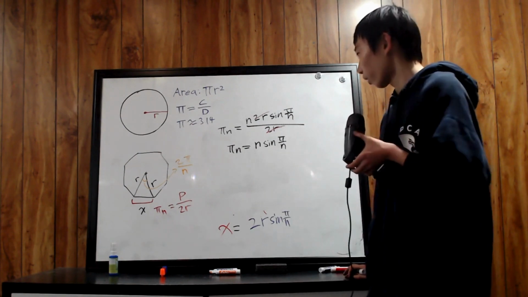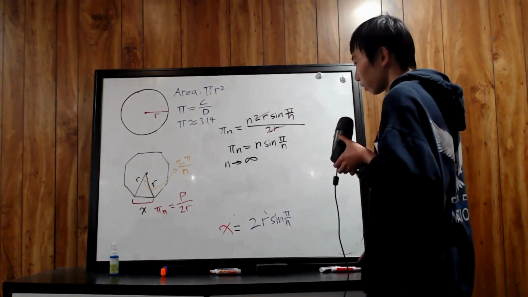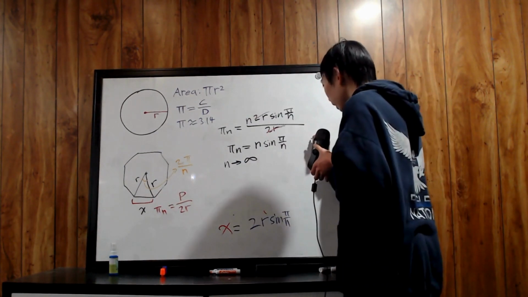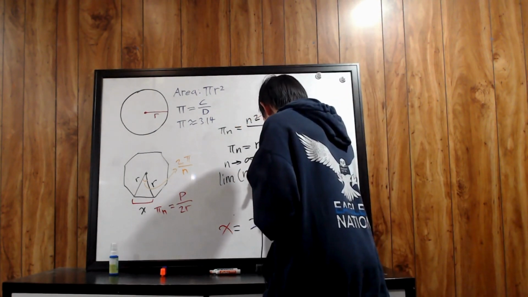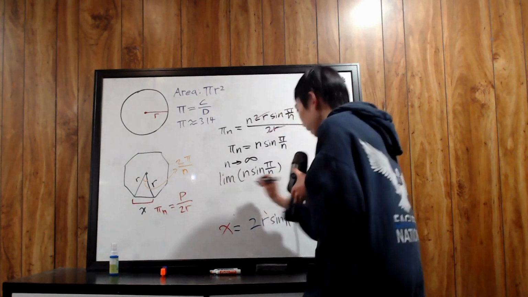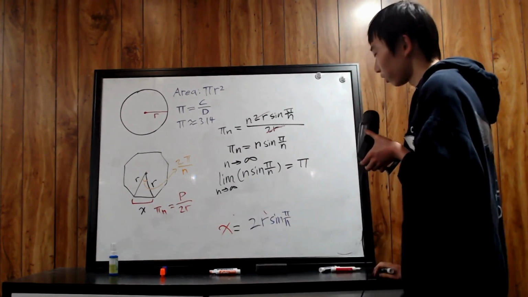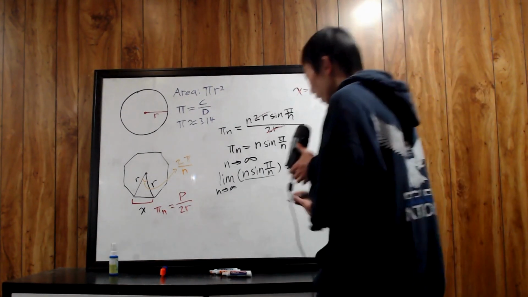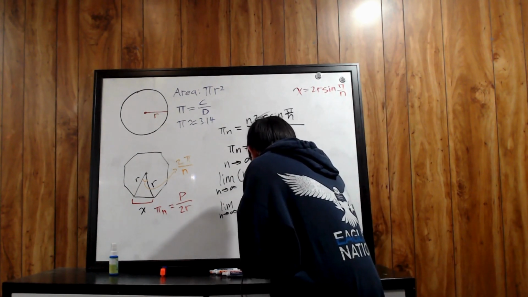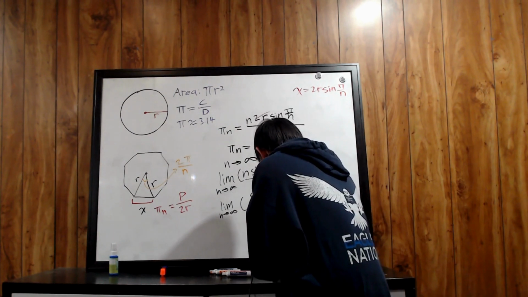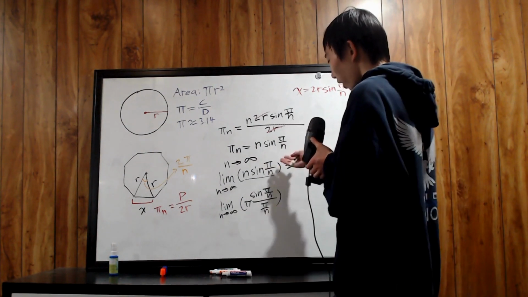Now, here's the interesting part. If you take n to go towards infinity, this actually approaches the exact value of pi. So you can write this as the limit of n sine pi over n as n goes towards infinity. This is just equal to the exact value of pi. And now you can evaluate this if you want to. We can rewrite what's inside this bracket as sine pi over n times pi. If you evaluate this, this is just n sine pi over n.